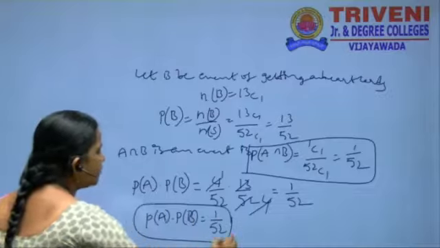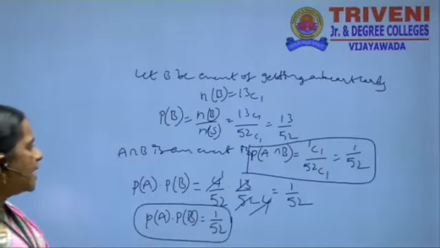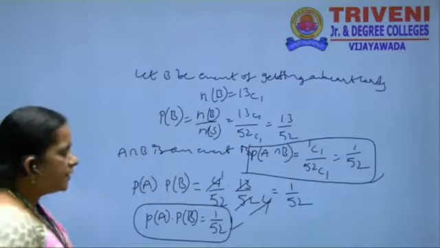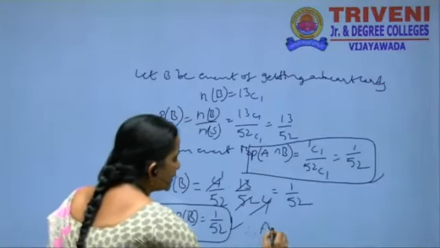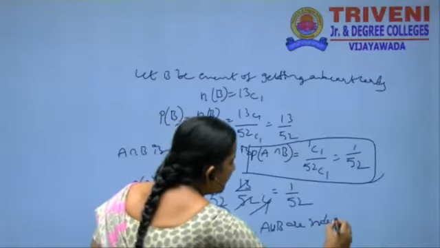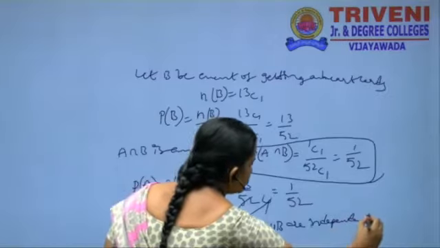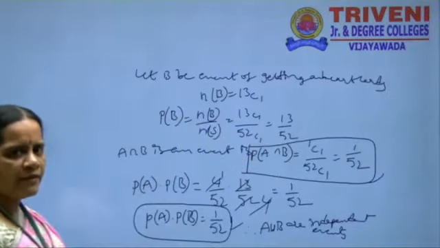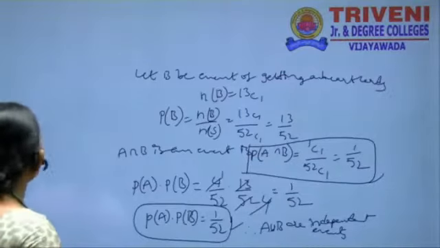Here the value of P of A intersection B and P of A into P of B is the same. Therefore, A and B are independent events. Okay, and then we are going to the next problem.